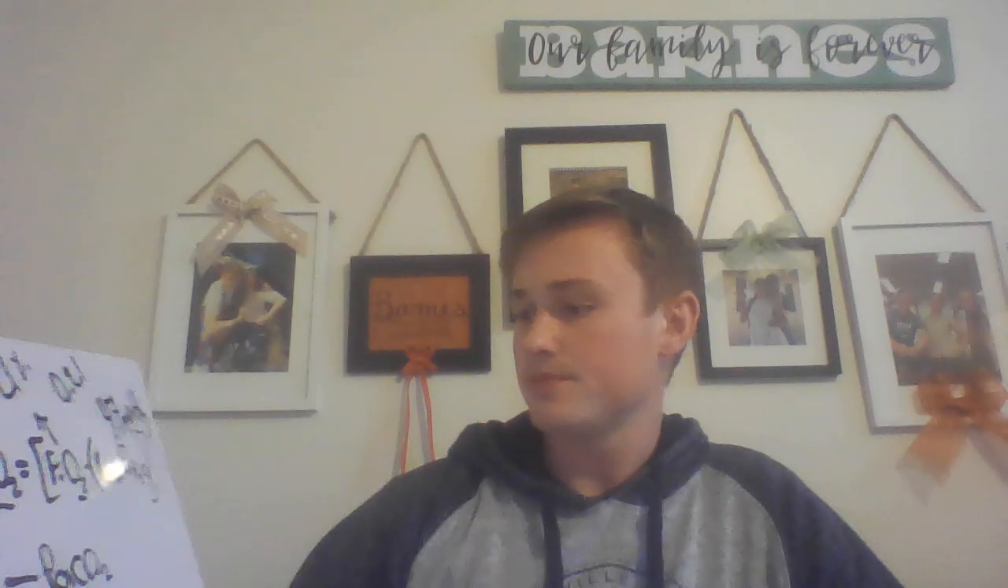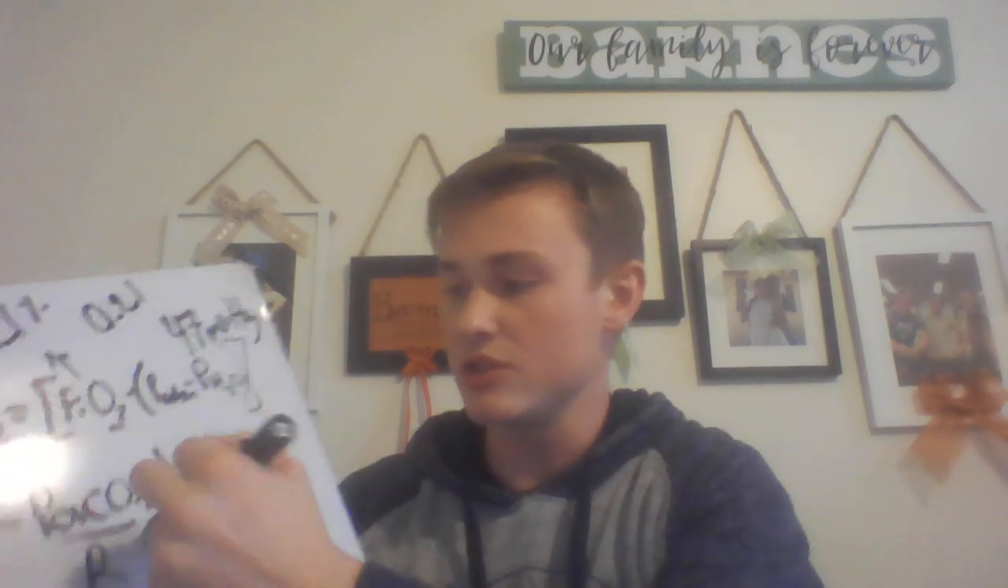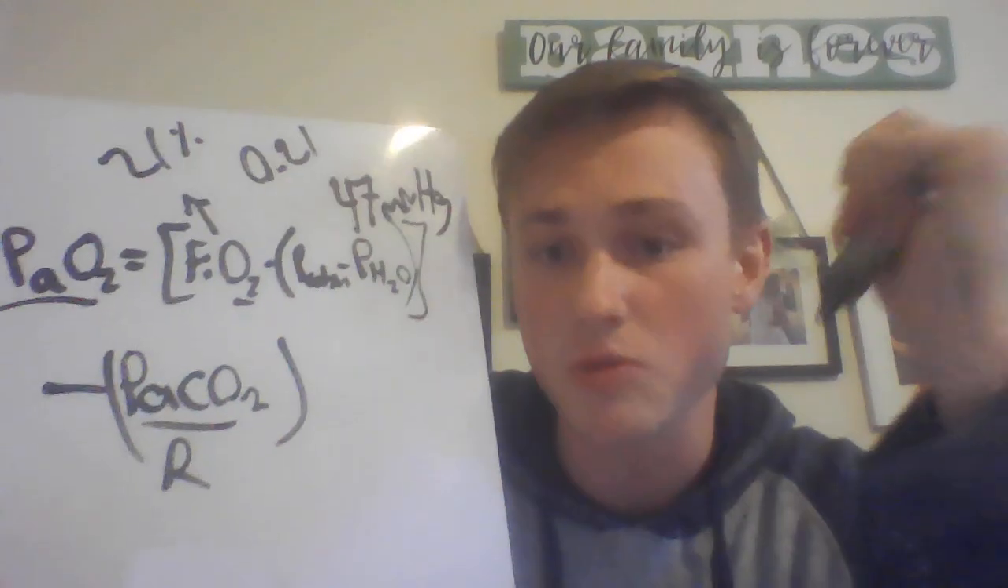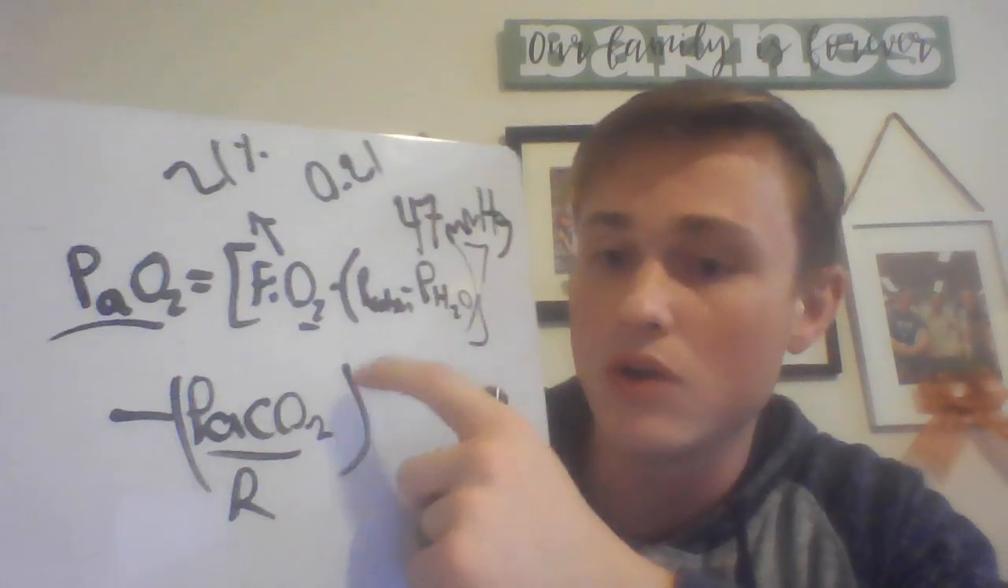And then you subtract it by this ratio here, which is our PaCO2, so the pressure in our alveoli of our CO2. PaCO2 normally is about 40 millimeters of mercury. And then our R is this ratio that is equal to the volume of your CO2 over the volume of your O2.